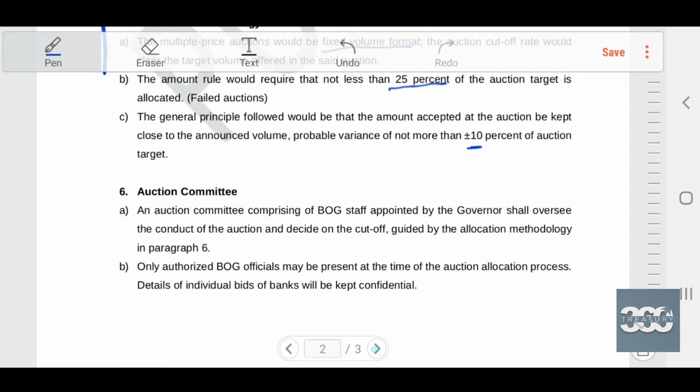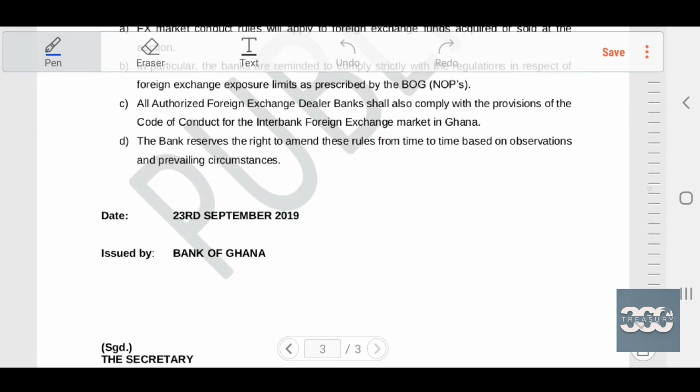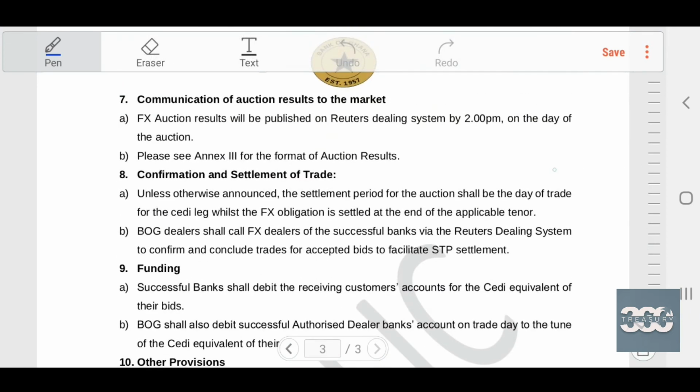On page 3, more guidelines for communication of auction results. FX auction results will be announced by 2 p.m. Now this is interesting because I've never seen the auction results come out at 2 p.m. There's confirmation and settlement of trade. Okay, so unless otherwise announced, the settlement period for the auction shall be the day of the trade.